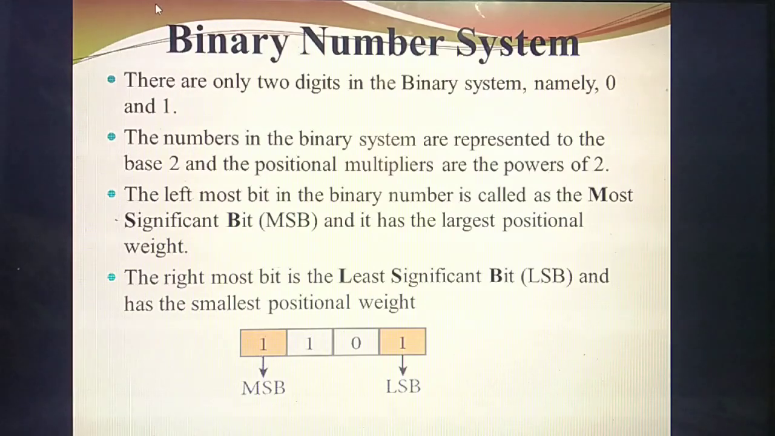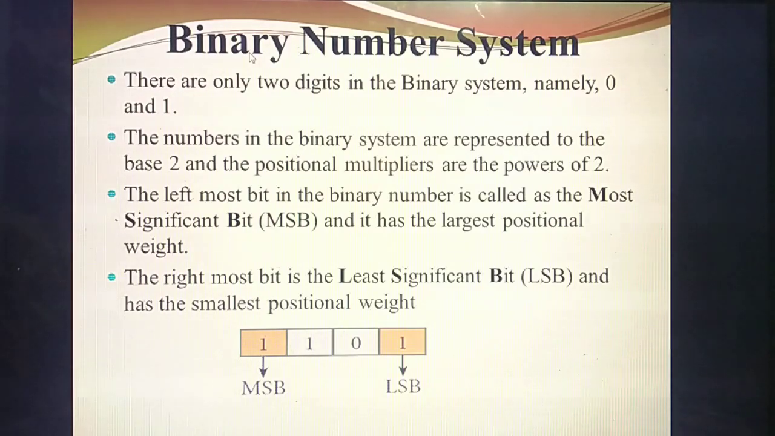What are the 2 digits? Zero as well as 1. So what's the base value of the binary number system? 2. Once you have studied the decimal number system, the same model we are going to use to solve all the number systems. So what's the positional value for the decimal number system? 10. So each digit we are multiplying with the power of 10.